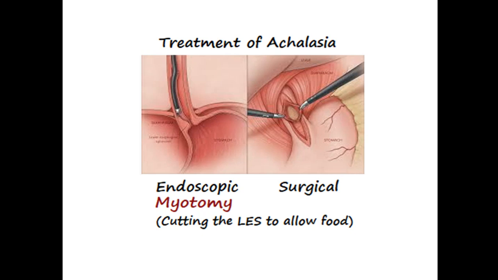It may be done by using an endoscopic myotomy, which means cutting the lower esophageal sphincter in such a way that we make a passage through it through which food can pass from the esophagus into the stomach. So these procedures can be achieved by doing endoscopic myotomy, which is a less invasive procedure. However, in some conditions, a surgical procedure is needed to relax the lower esophageal sphincter and to treat the problem.